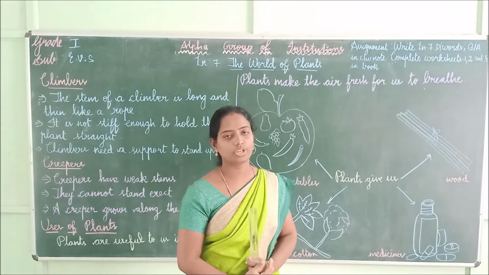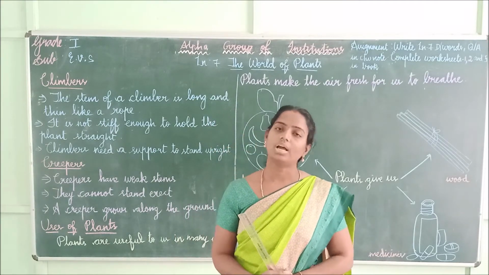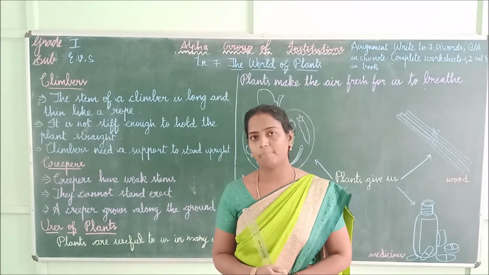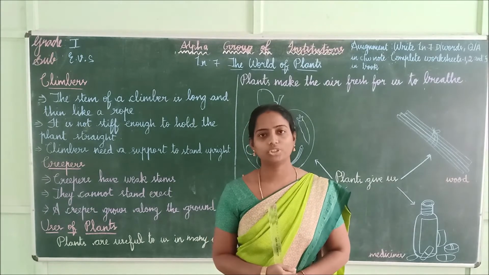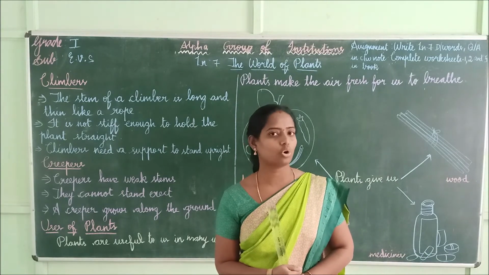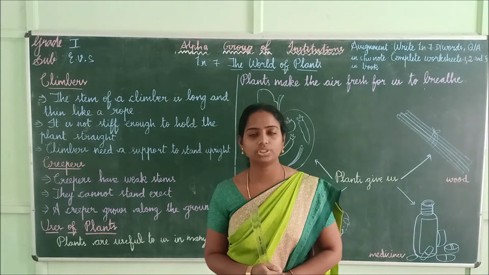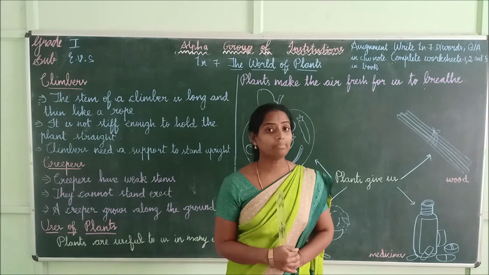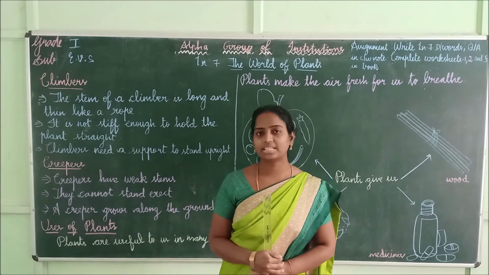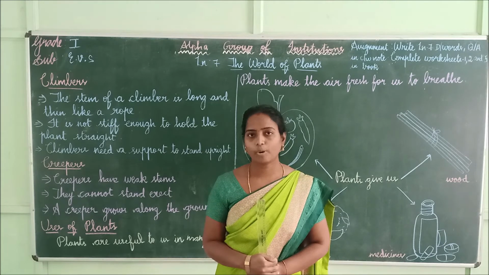What have we discussed today, children? We have discussed big plants and small plants. Big plants are called trees. The stem of the tree is called the trunk, and it also has many branches. Trees are homes for many animals such as birds and monkeys, isn't it? That is all we saw about trees.